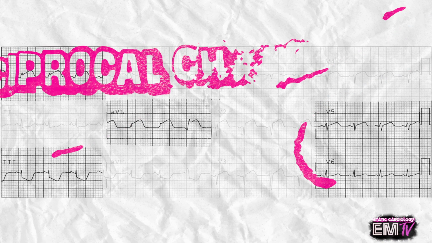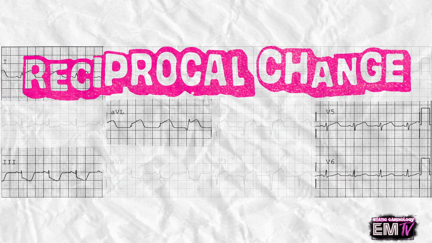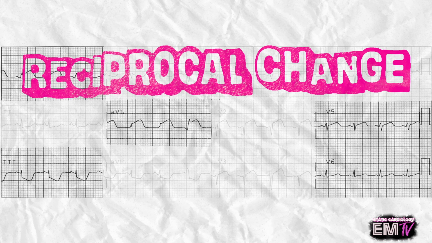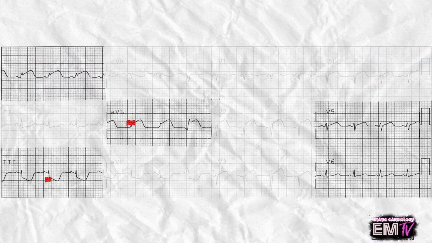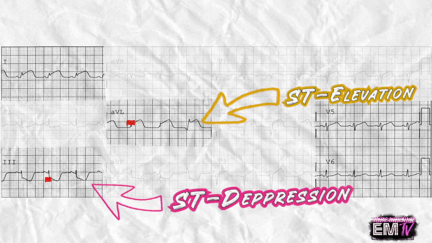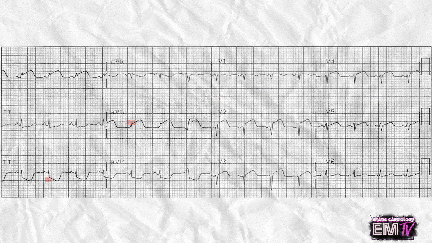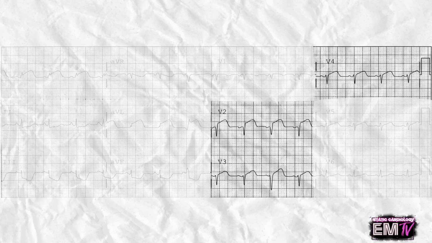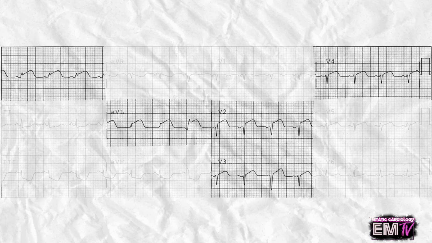There's even some reciprocal change present when you compare AVL to lead 3. If you'll notice, AVL and lead 3 show a comparable amount of ST segment depression in lead 3 for the elevation present in AVL. This is another good indicator that this is a true cardiac emergency that's occurring because of the significant ST segment elevation present in the anterior leads as well as the laterals.